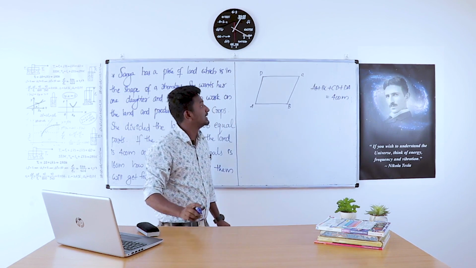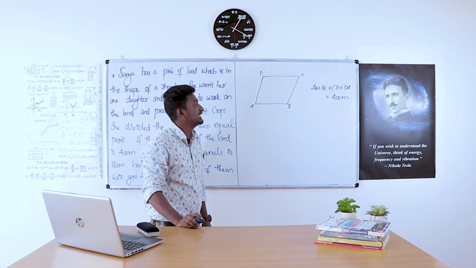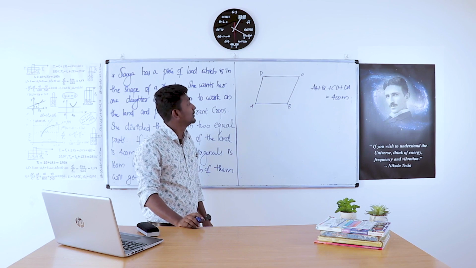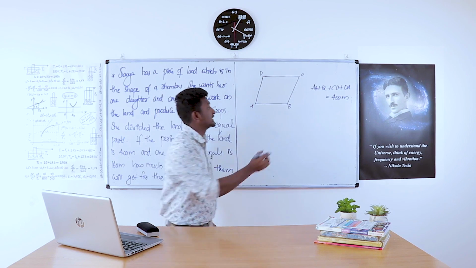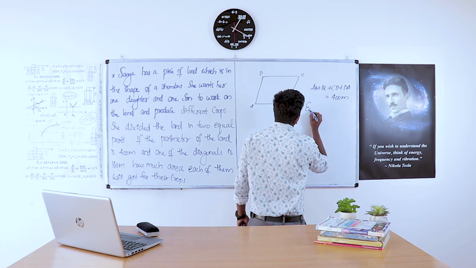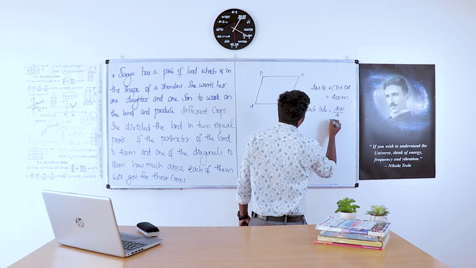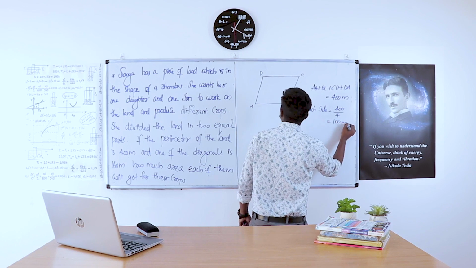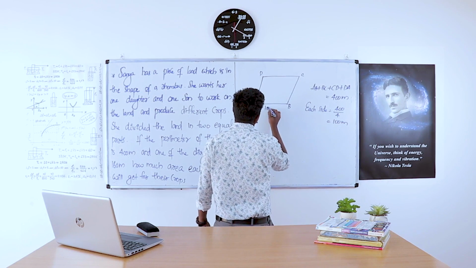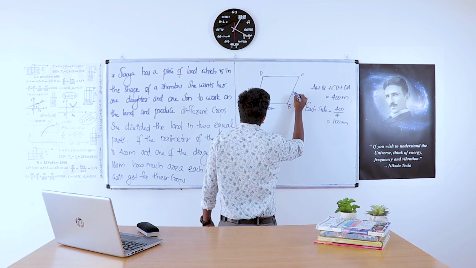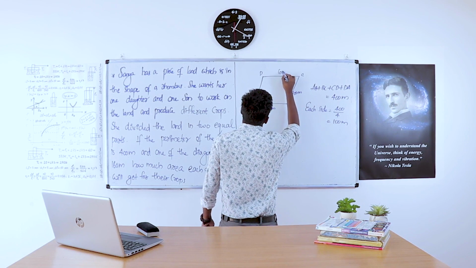And for a rhombus, all the four sides are equal. Therefore, each side is equal to 400 divided by 4, that is equal to 100. Each side is 100 meter long.